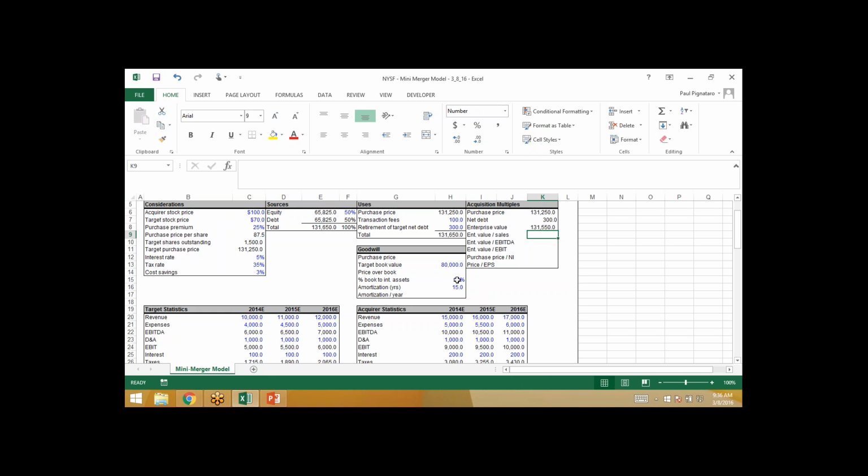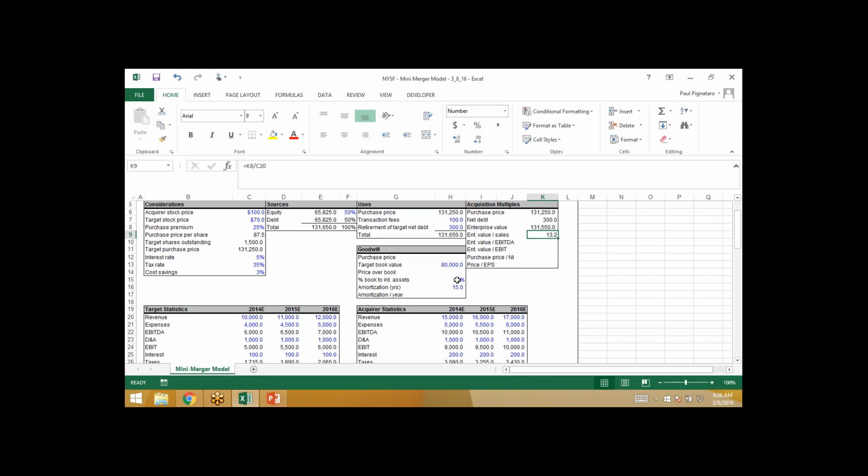So enterprise value, the 131,550, we can compare to the company's sales. Let's use 2014 multiples. Target sales. So paying $131 million is less significant until we realize, okay, what are we paying for? We're paying 13 times the company's sales. Is that high? Is that low? Well, it depends on multiples for other companies in that industry. And 13.2 times sales is generally high for any company in any industry.